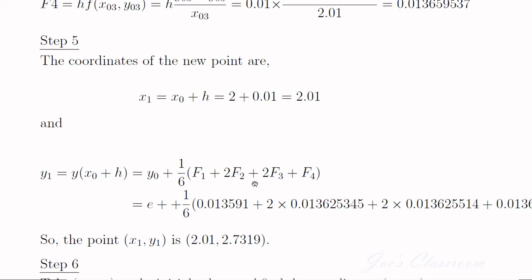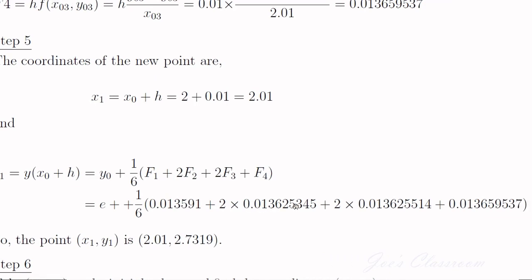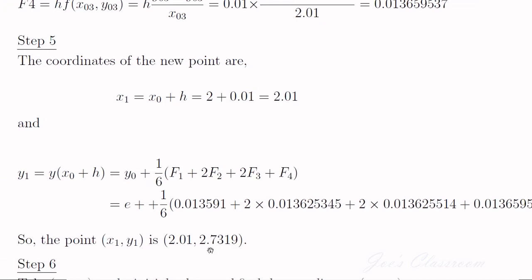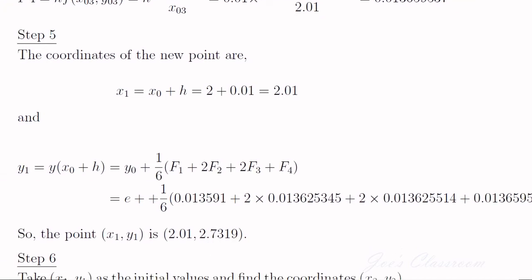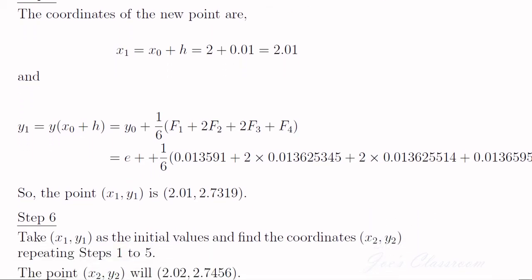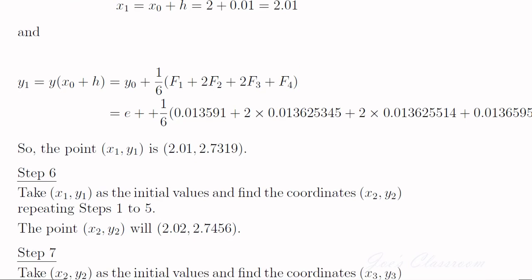We had already calculated the values of f1, f2, f3, f4. Just substitute those values and we will get this as 2.7319. So the new point x1 comma y1 is 2.01 comma 2.7319. Now we have found x1, y1 from x0, y0. Now it is time to calculate x2, y2 from x1, y1.